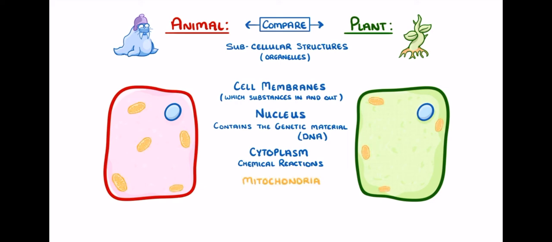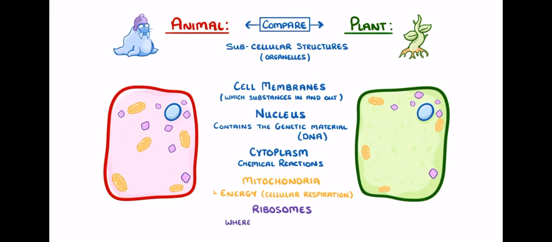Then mitochondria provide the cells with the energy that they need to function by breaking down sugars in cellular respiration, which we'll take a look at in another video. And they both contain lots of ribosomes, which are where proteins are made.